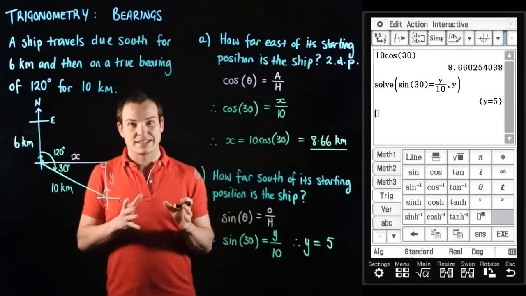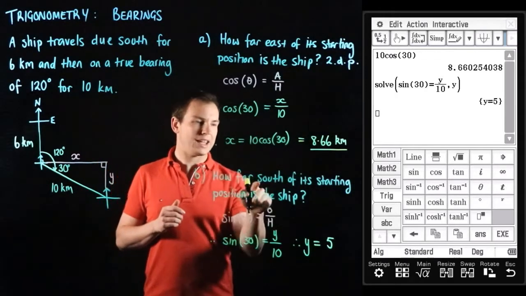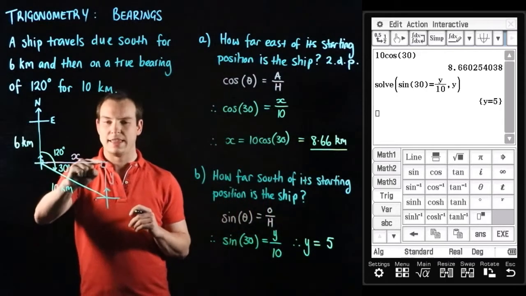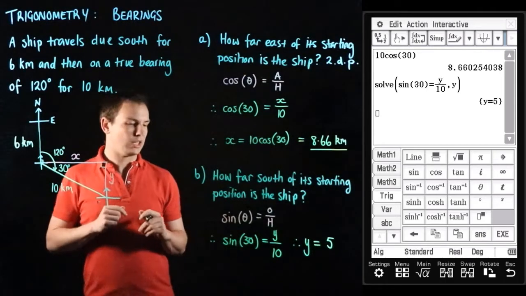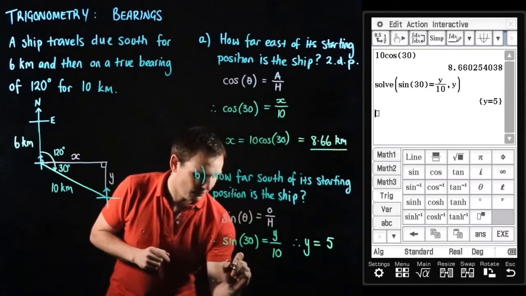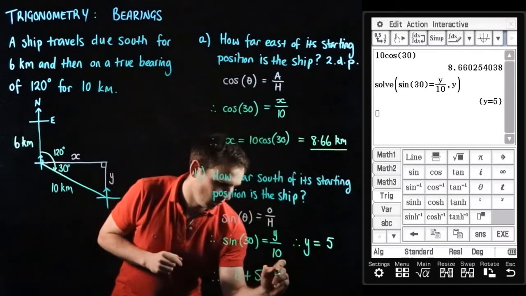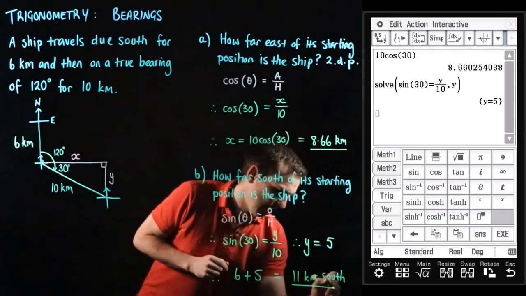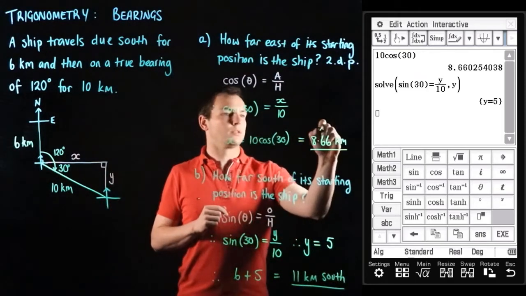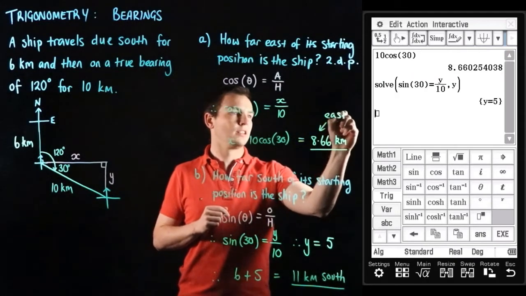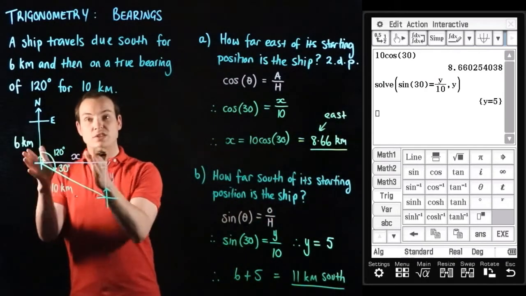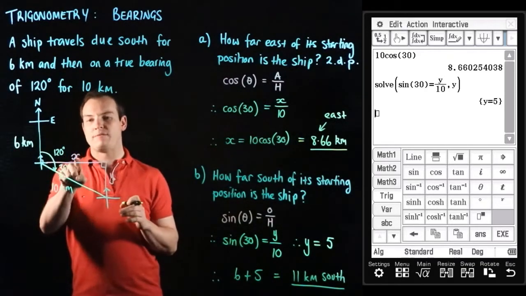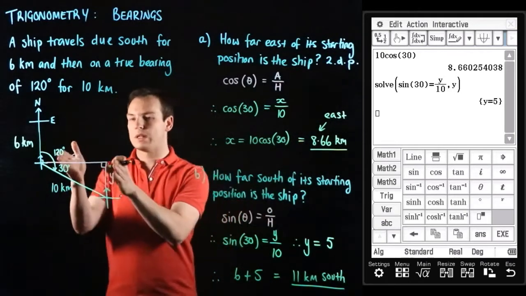However, that's not actually the answer to this question, because the question says how far south of its starting position is the ship. And we already had 6 kilometers due south, and then another 5 kilometers here, which gives us, therefore, 6 plus 5 equals 11 kilometers south. So that is our answer. And this question was, of course, how many kilometers east? And because there wasn't any other east traveling involved here, it was just all from here to here, then we knew that that value of x, which was 8.66 kilometers, was the only value we needed.